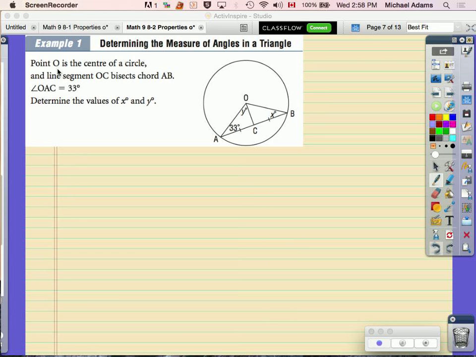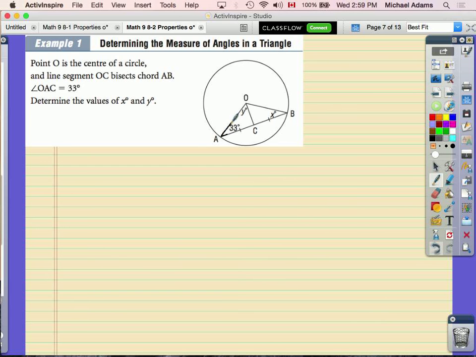Okay, so point O is the center of a circle. So here's point O, that's my center of the circle, and line OC bisects chord AB. So here's line OC, and here's my chord AB. So that's my chord, and this line bisects it. When it bisects something, it's dividing it in half, and that was one of the chord properties we looked at last time. So we're told that this angle here is 33 degrees.